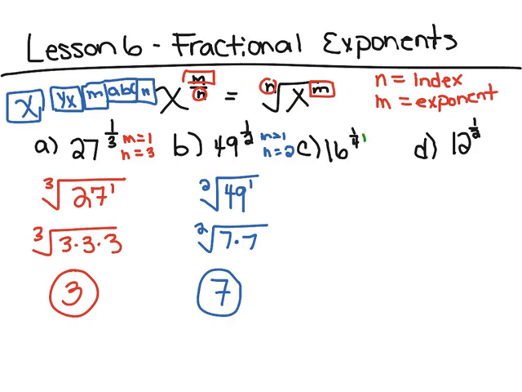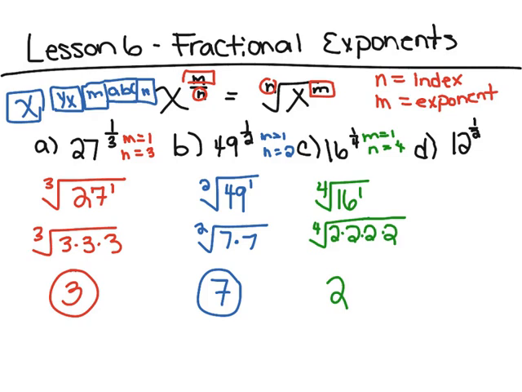For the next one, m is equal to 1, n is equal to 4. So if you put this into a radical, it means it's the 4th root of 16 to the power of 1. 16 can be broken down into 2 times 2 times 2 times 2. Since we have 4 2's, the 4th root of 16 is 2. And if you are unsure of how to find that, you could just evaluate the 4th root of 16.